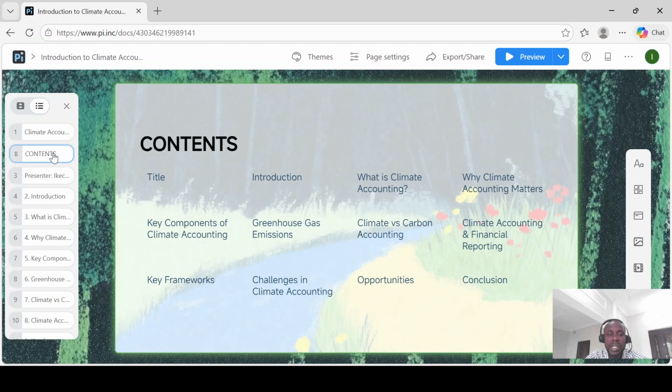Because when we look at risk, it's actually a two-way thing. We have the upside to risk and the downside. So we look at the opportunities which climate accounting or climate risk possess. Then we'll end with a conclusion.